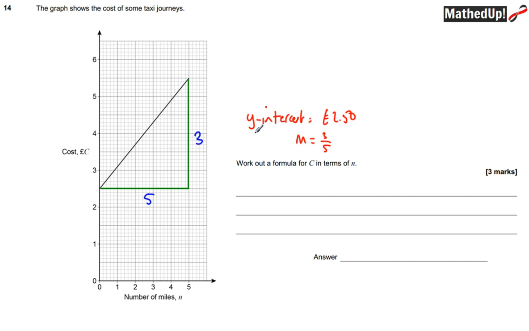Okay, so because I know that I can write this in the form y = mx + c, I'm going to say that c, the cost in pounds, is going to be equal to the gradient times x, which is n in this case, so it's going to be 3/5 of n plus the y-intercept, which is £2.50. So I can write that as 2.5. So my answer is going to be the cost is equal to 3/5 of n plus 2.5.